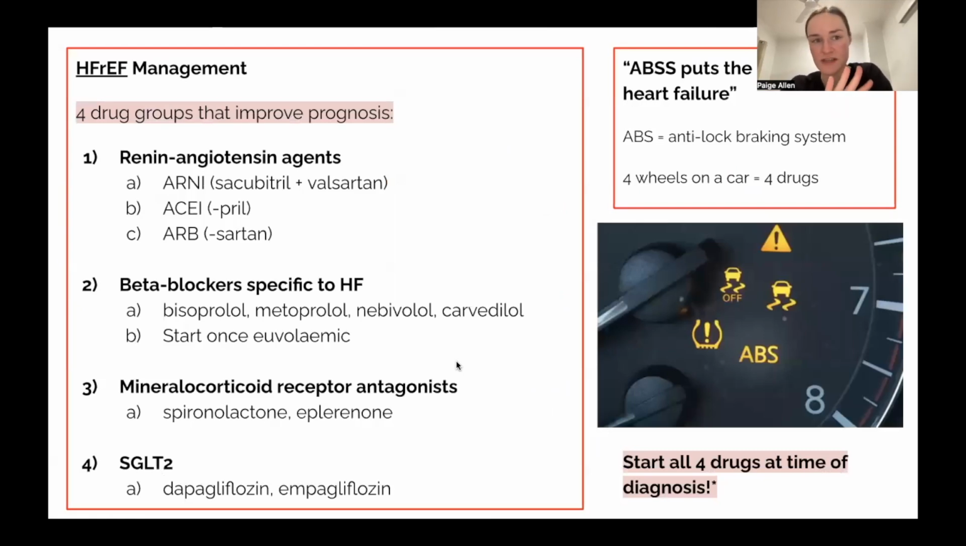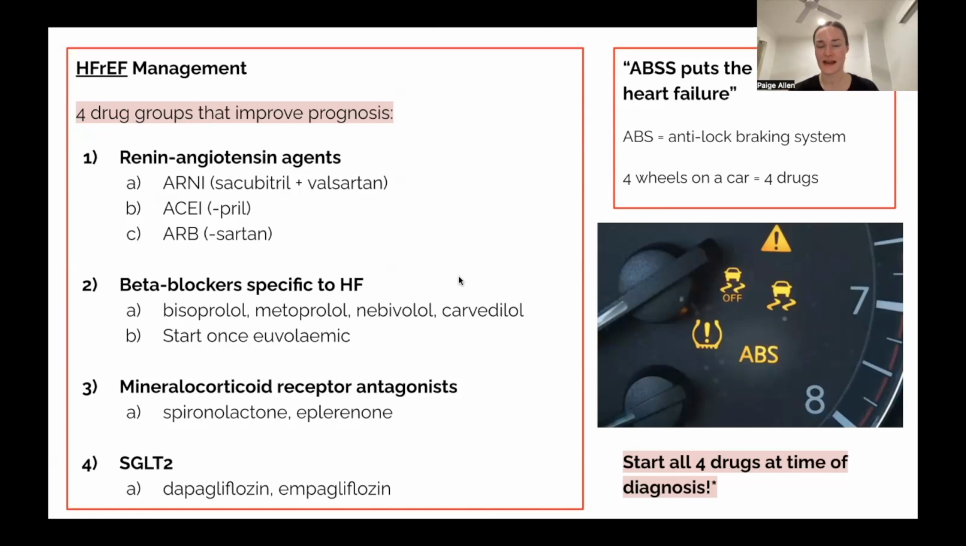So there are four drug groups that improve the actual lifespan and prognosis for heart failure. This is vital to understand and to remember. So the first group are your renin-angiotensin agents. Of that, you have three. You have your angiotensin receptor neprilysin inhibitor combination tablet, so that's sacubitril, which is the neprilysin bit, and valsartan. The second group is your ACE inhibitors, and the third group is your ARBs. Those three are all considered to work on the RAS system. So you need one of the three of them.